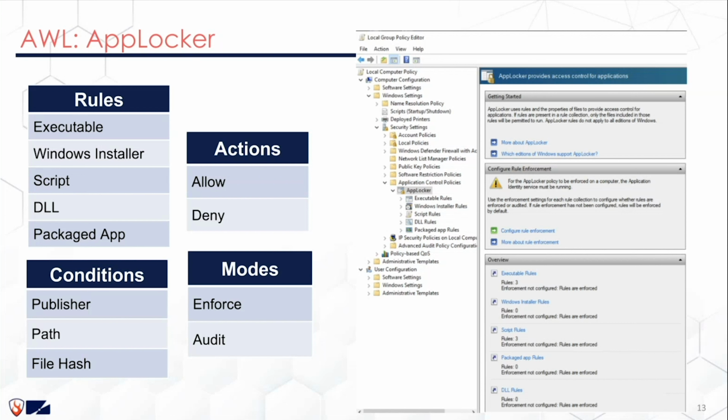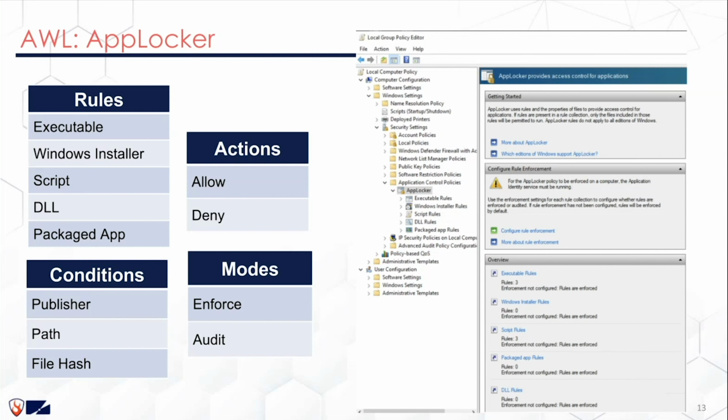These would prevent or allow you to install, say, things from the Windows App Store, or prevent or allow some side loading techniques. For conditions, conditions are the criteria that an AppLocker rule is pretty much based on. So we can apply rules by publisher, path, or file hash.